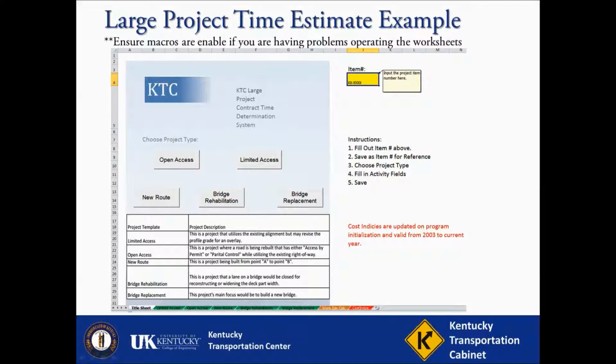Next, you would input your item number and save the file as the item number for reference. Then you will select your project type from the buttons on the sheet. You will be transferred to the appropriate project sheet where you will input the fields for the regression equation and see the results. After doing this, be sure to save your file.